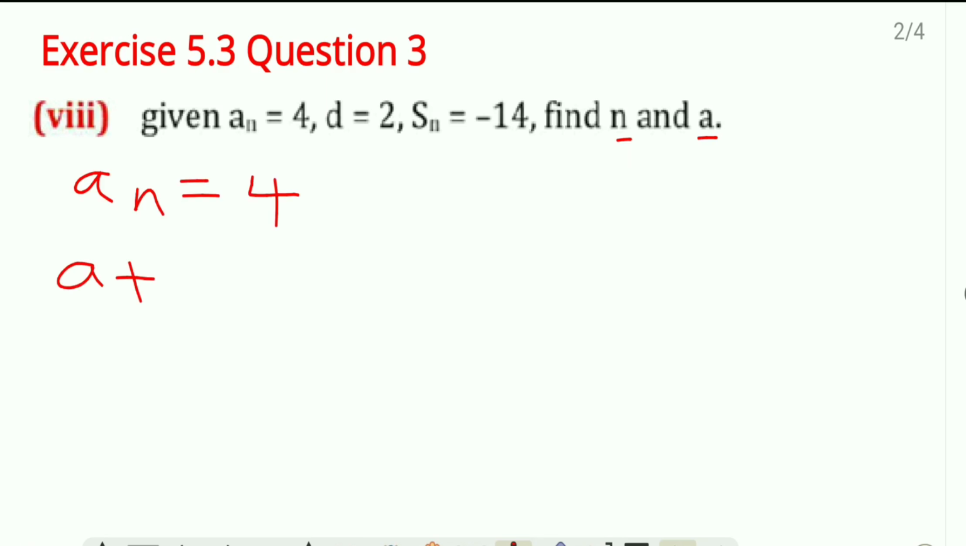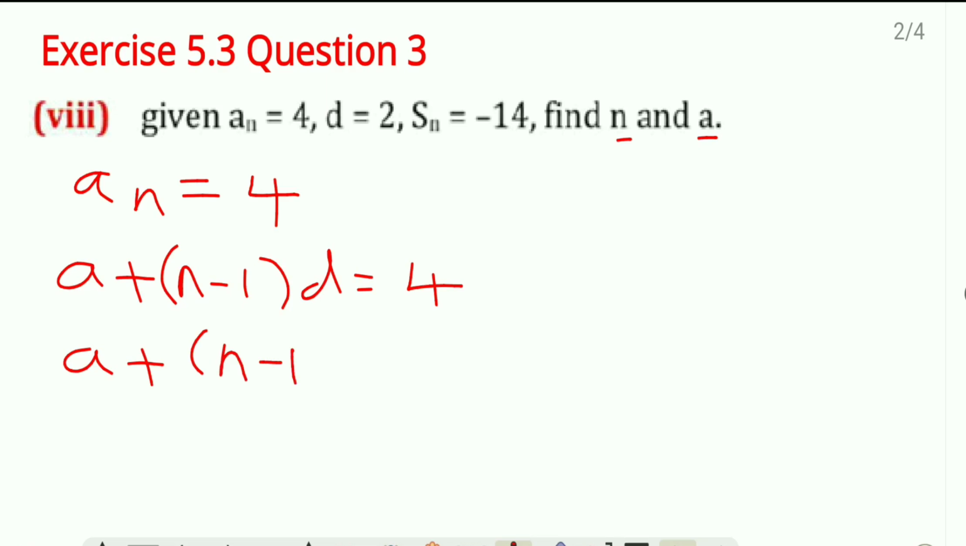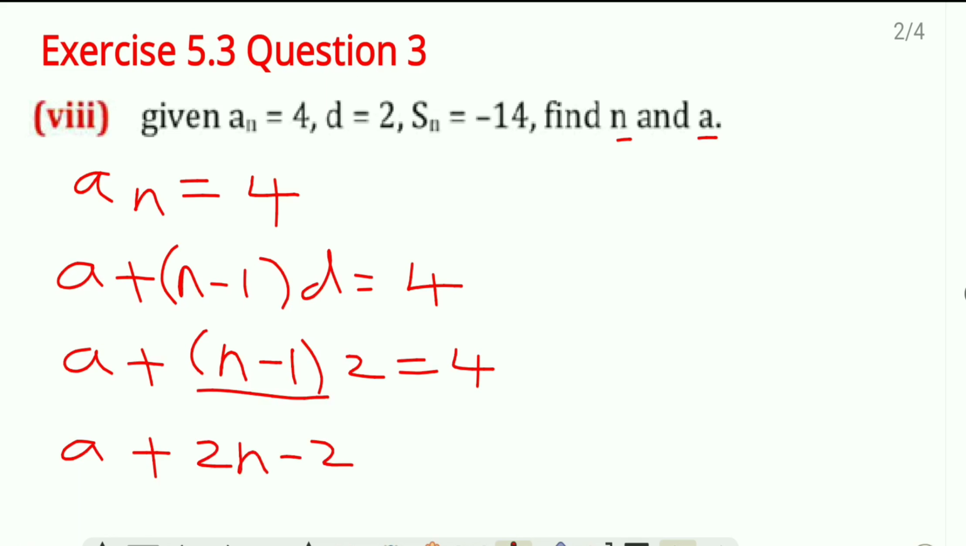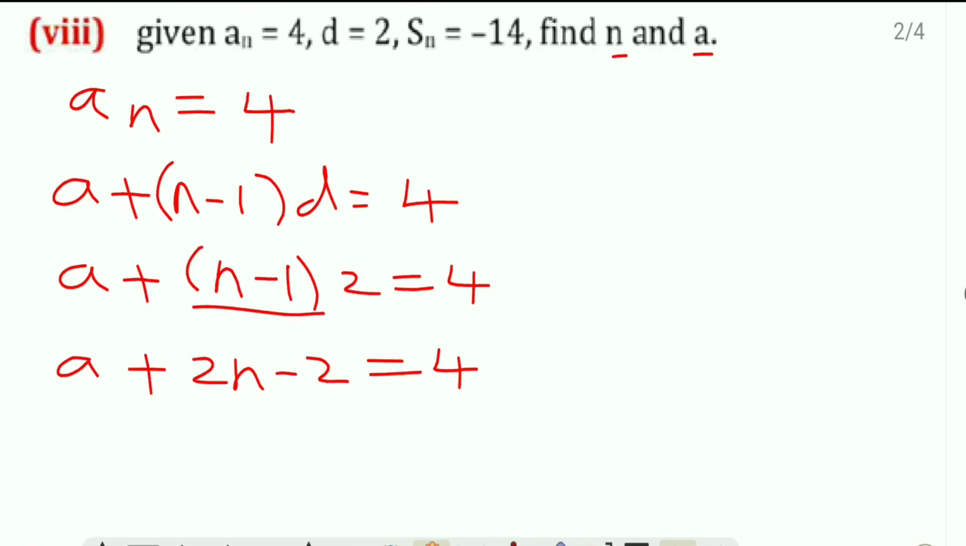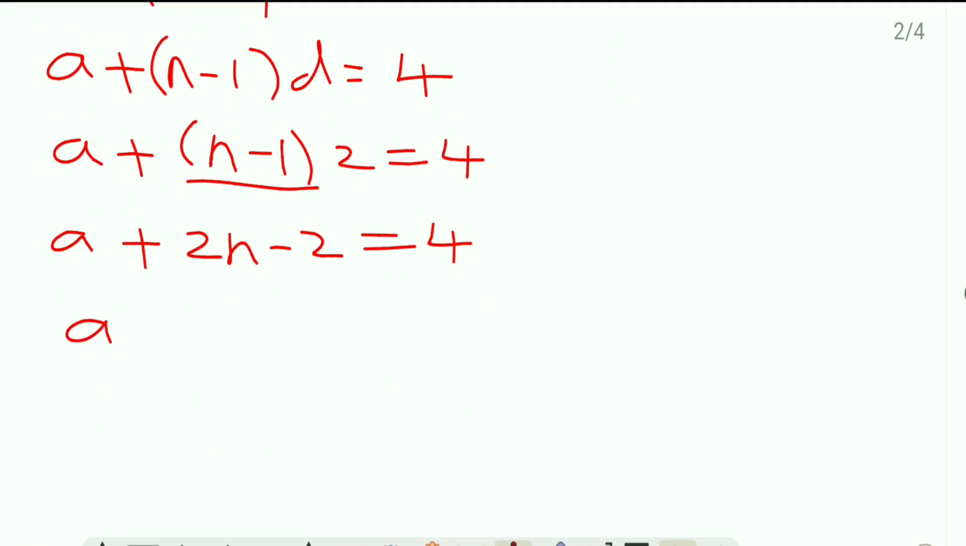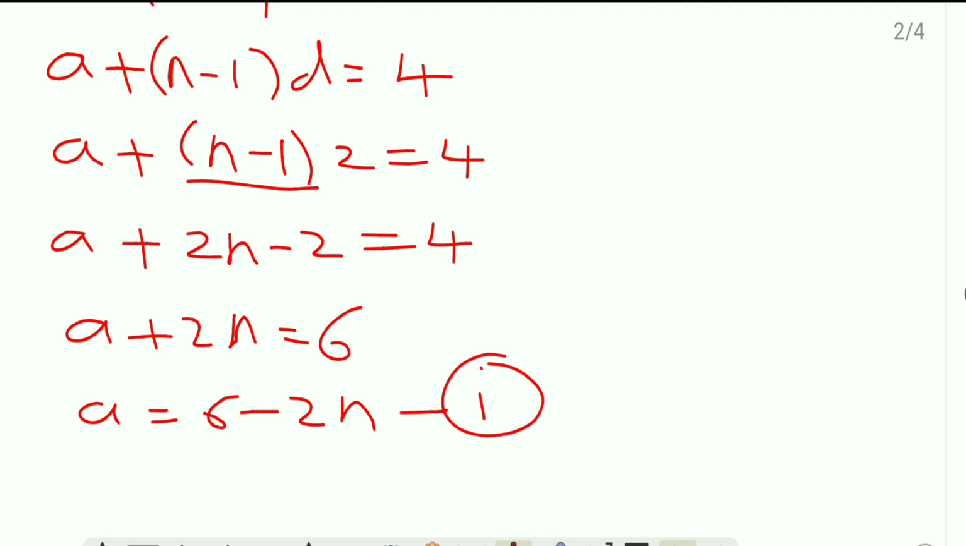We know the formula. According to that, here we'll substitute the values. First term is unknown, n is also unknown, the value of d is 2 here, equal to 4. So a plus, to this bracket I'll multiply with 2, so we'll get 2n minus 2 which is equal to 4. So here a plus 2n, this minus 2 will go that side, it will become 6. So a which is equal to 6 minus 2n, I will name it as 1.